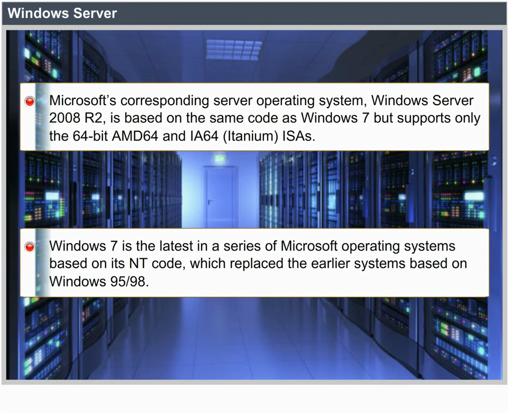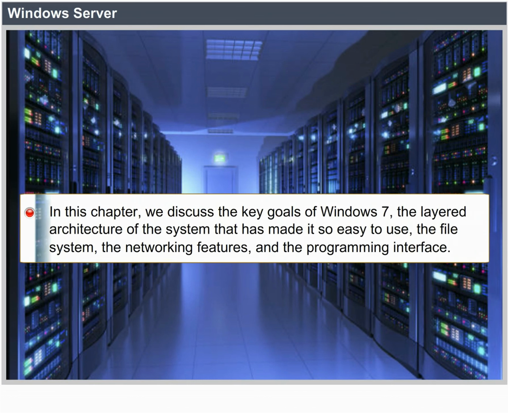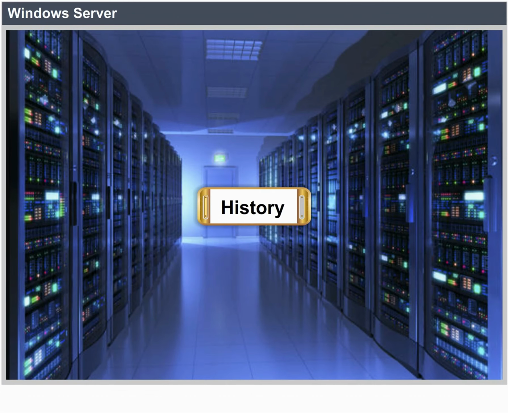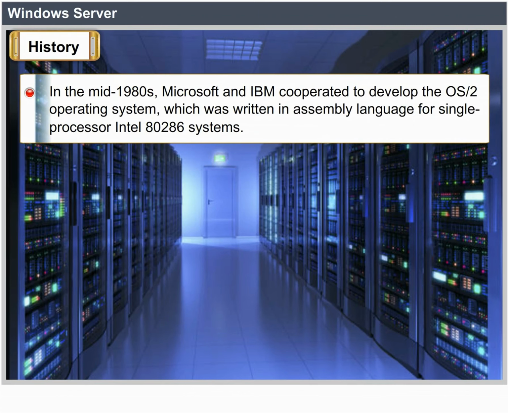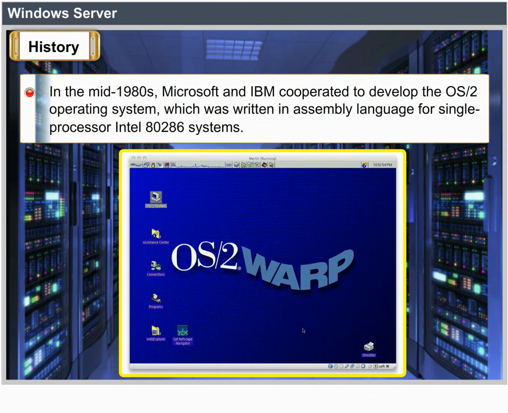In this chapter, we discuss the key goals of Windows 7, the layered architecture of the system that has made it so easy to use, the file system, the networking features, and the programming interface. History. In the mid-1980s, Microsoft and IBM cooperated to develop the OS/2 operating system, which was written in assembly language for single processor Intel 80286 systems.